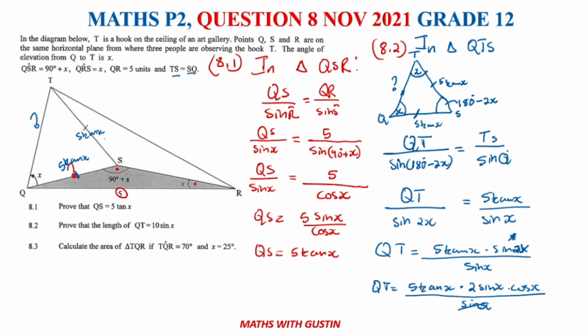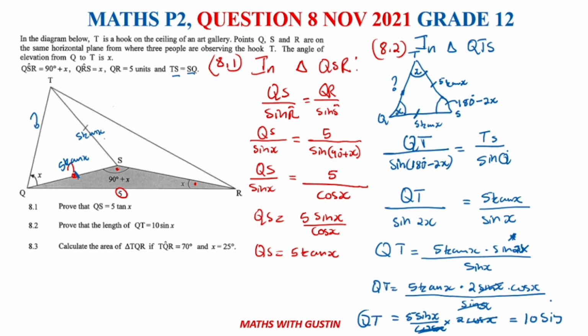Therefore what we do now, sine x and sine x would cancel out. We are left with cos x there, but we know that tan x can be written as sine x all over cos x, where cos x would cancel out with cos x. Therefore you are only left with 5 sine x times 2, which is going to give us 10 sine x.